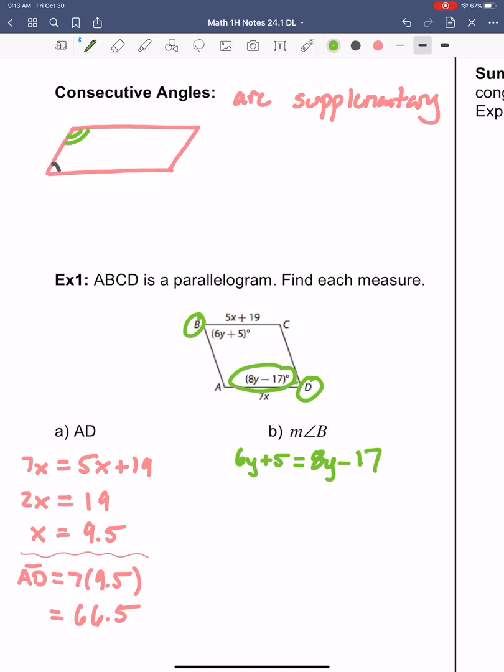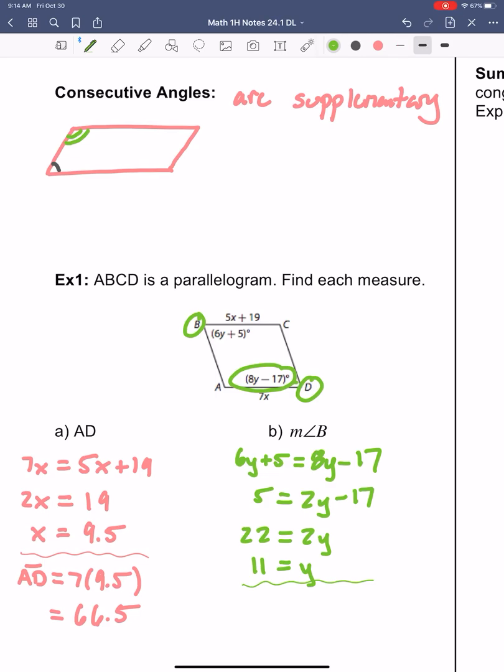And then I can go ahead and solve this thing. And so I'm going to subtract 6y from both sides. So I get 5 equals 2y minus 17. I'm going to add 17 to the left. So I get 22 equals 2y, which means that y equals 11. And then they want me to find the measure of angle B, right? So I got to take that 11 and plug it back into y here, right? So go ahead and do that.